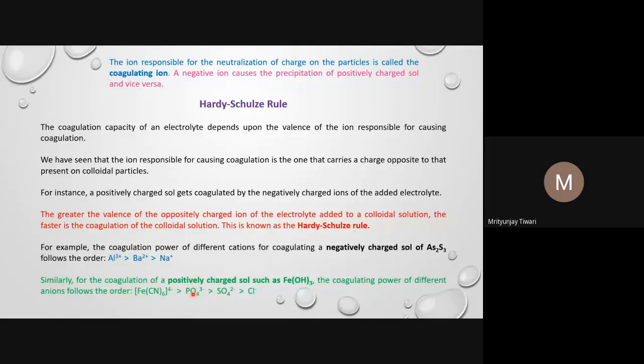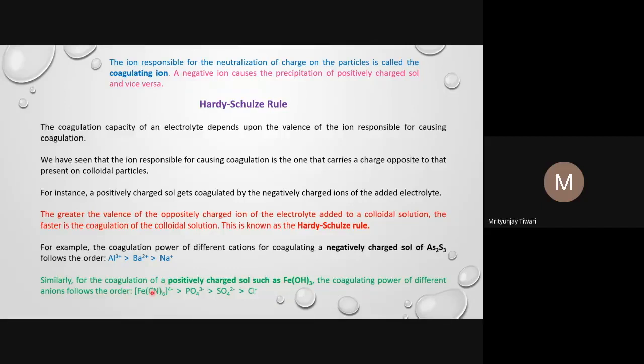Similarly, if the colloidal solution is positively charged, as in the example we have already seen, usually metal hydroxides form positively charged colloids. The example is Fe(OH)3, ferric hydroxide. In this case, the negative ion of the electrolyte will cause the coagulation of this cation, and the coagulating power of different electrolytes containing different anions will be in this order.